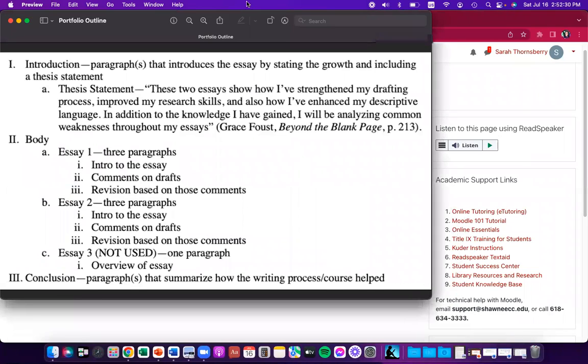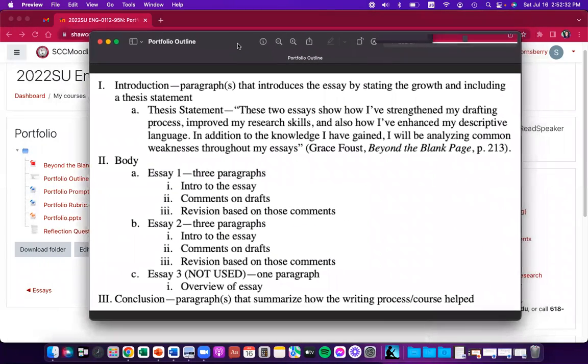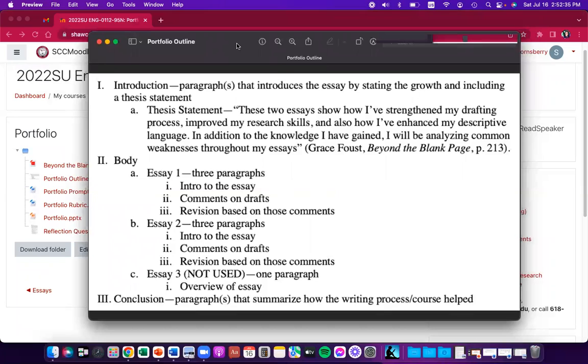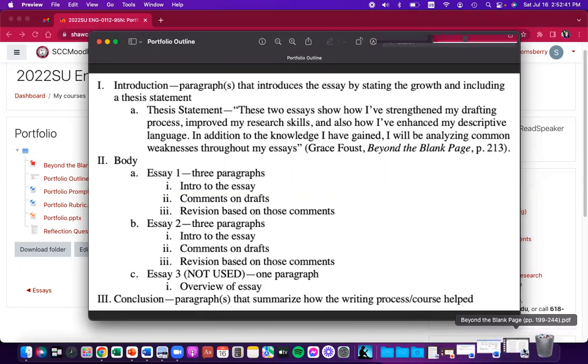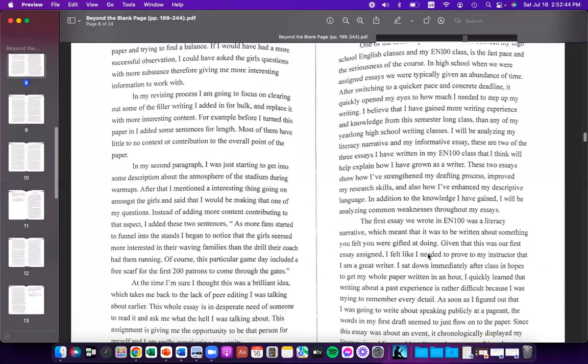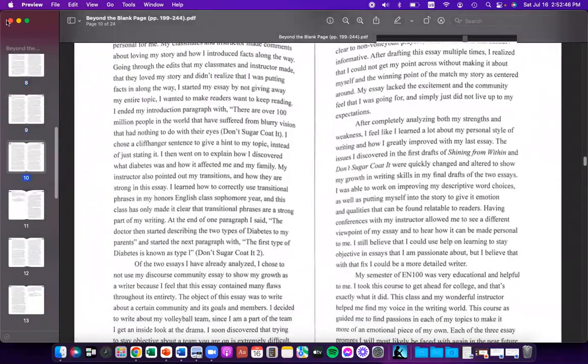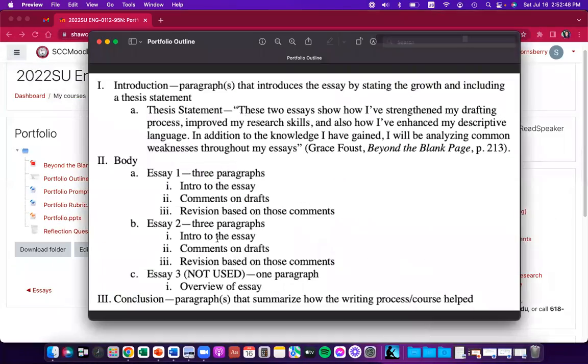This is an outline that I made of Grace Faust's essay from Beyond the Blank Page. So I looked at every single paragraph that she did. She has a total of, I believe, 9 paragraphs that she writes. And I kind of organized it into an introduction, a body, a conclusion.